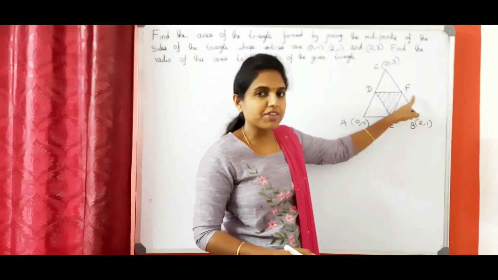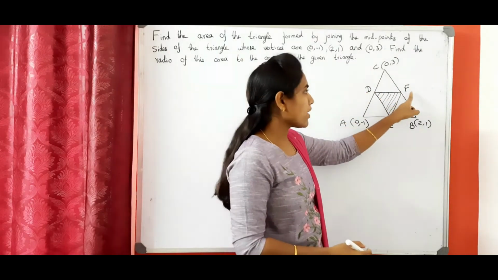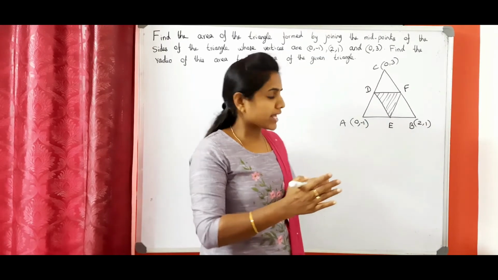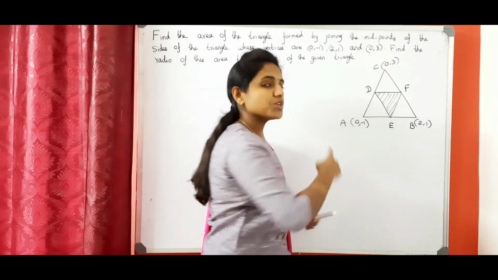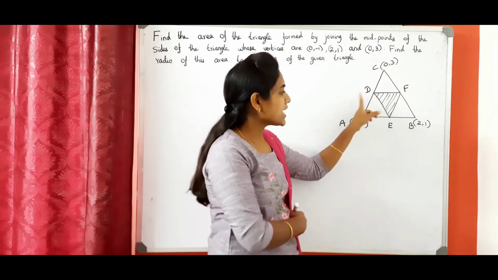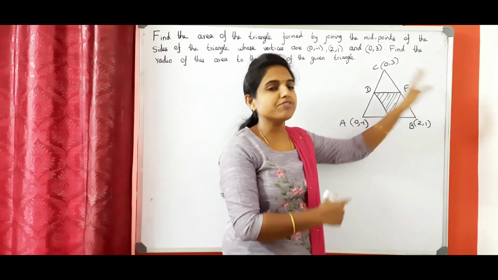First we have to know the coordinate points of D, the coordinate points of F and the coordinate points of E. How can we find them? D is the midpoint of AC. So using the midpoint formula we can easily find D, E, F.